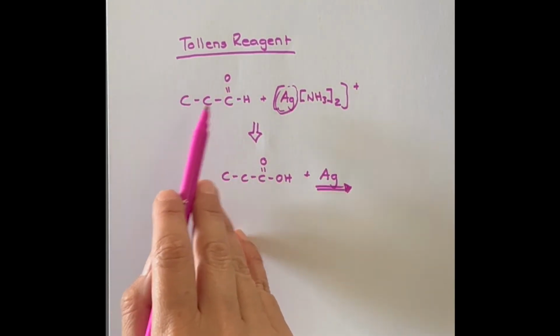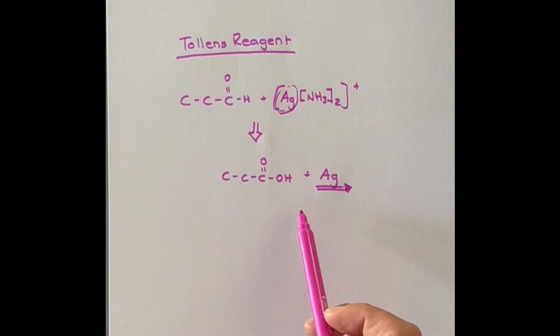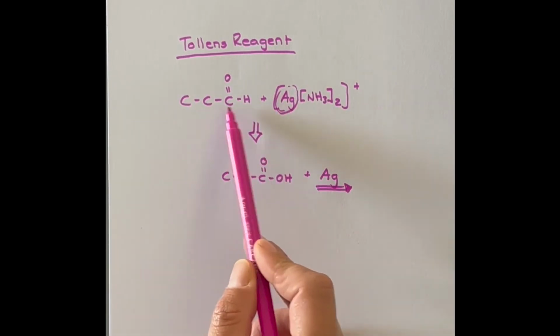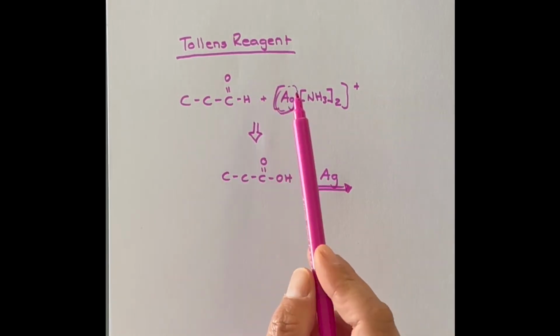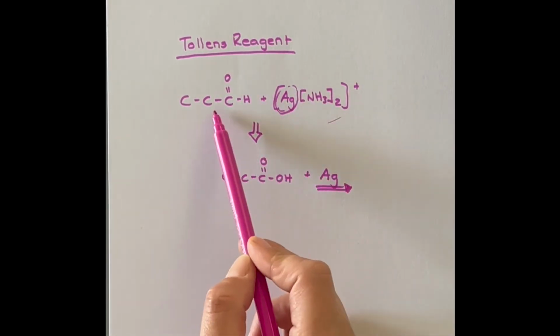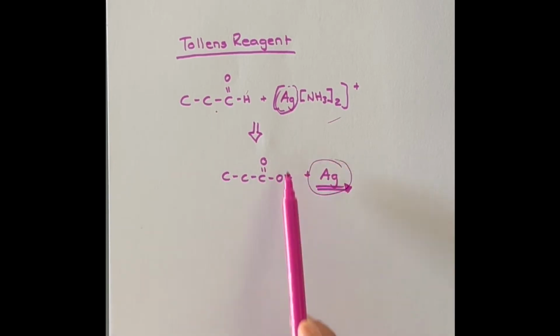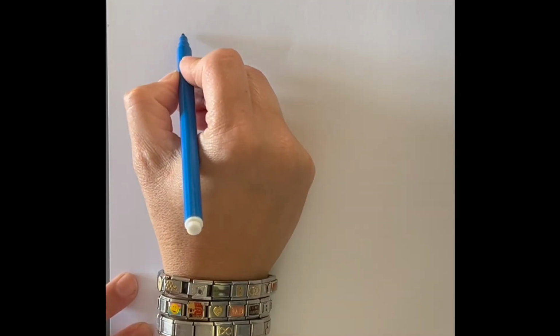So the first test for an aldehyde, a positive test, is called the silver mirror test. What happens is this silver diamine complex oxidizes the aldehyde to become carboxylic acid, and then what is left is the silver, and the silver then coats the mirror or the glass. That's the first one. So the next one is called Benedict's.